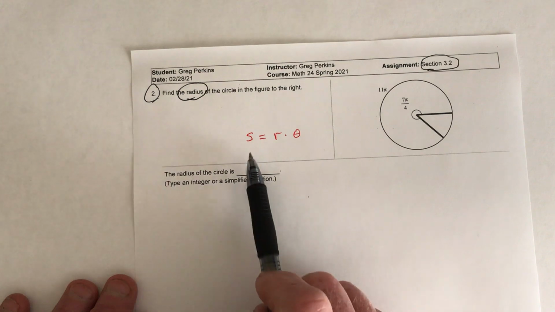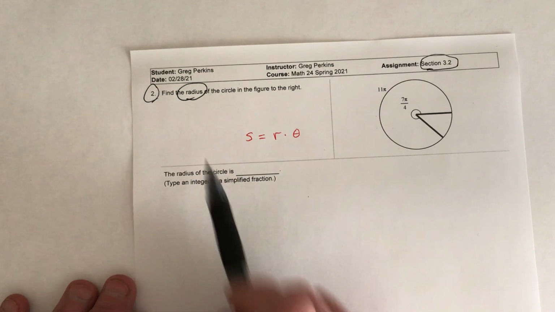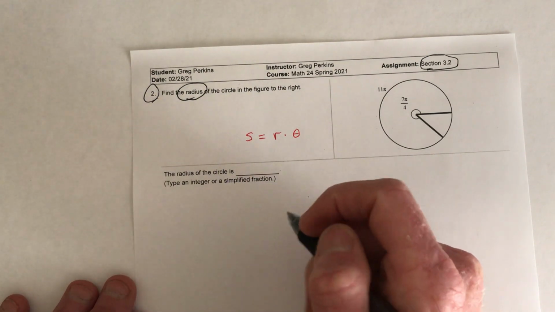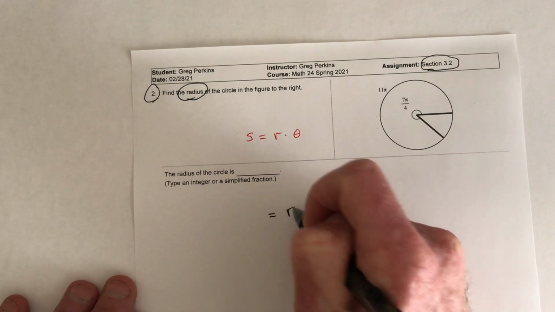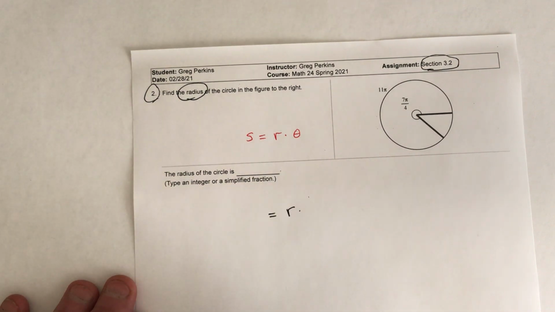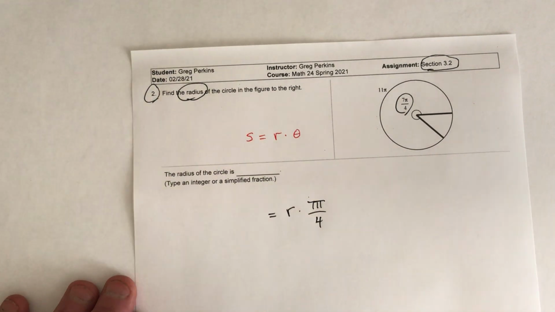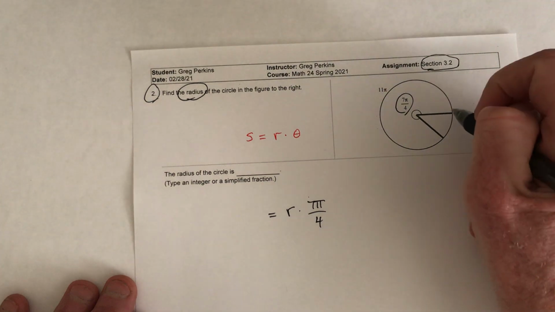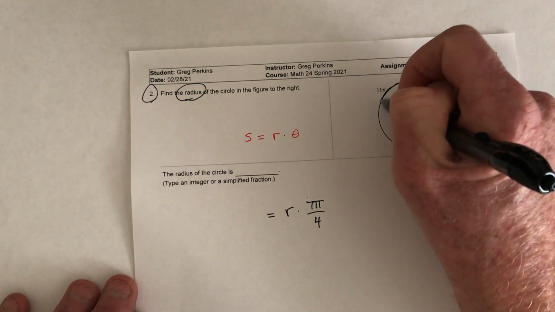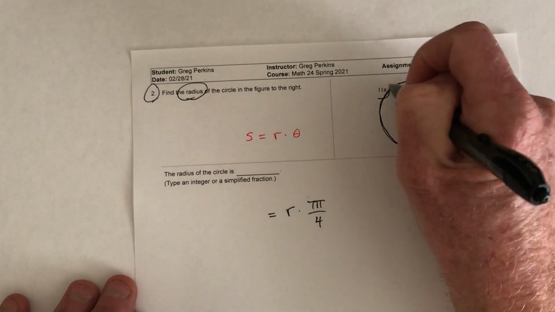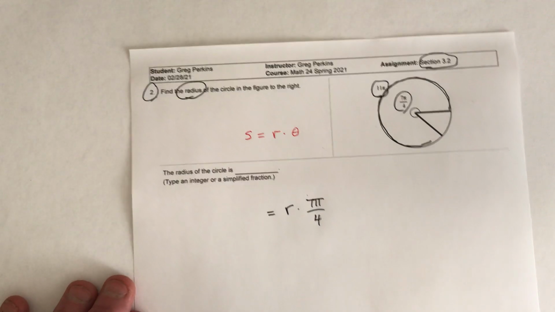So we use S equals R times theta, and we're supposed to solve for R. So that means that they must tell us what theta equals. That would be right here, 7 pi over 4. And they tell us what S equals, so going all the way around here, it's saying that's equal to 11 pi.